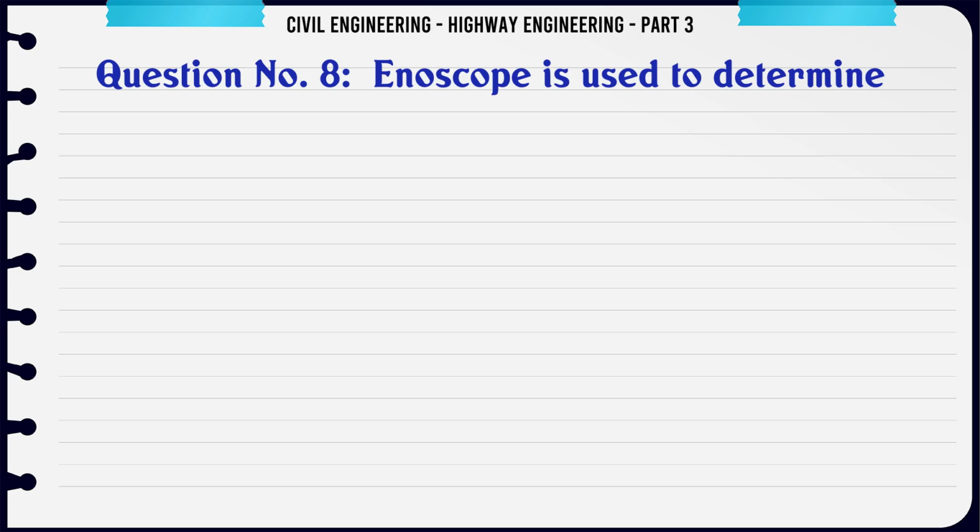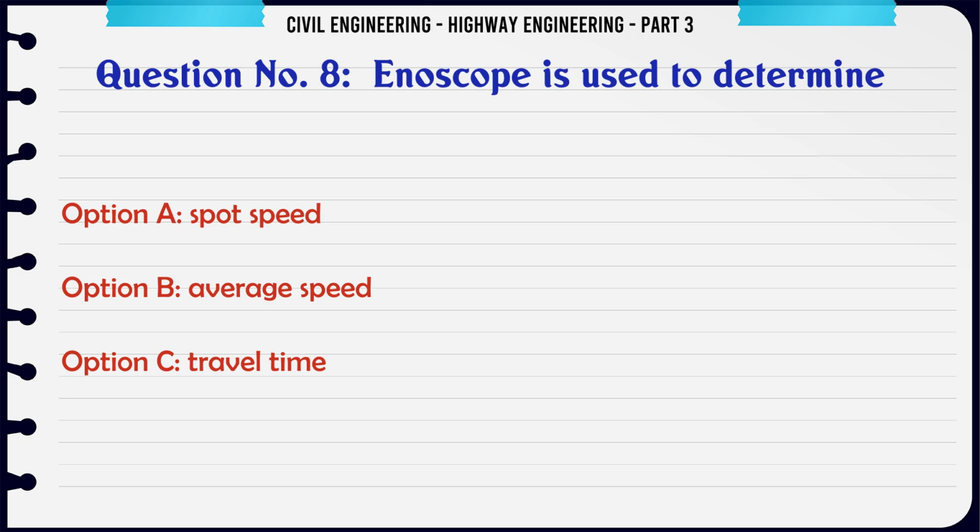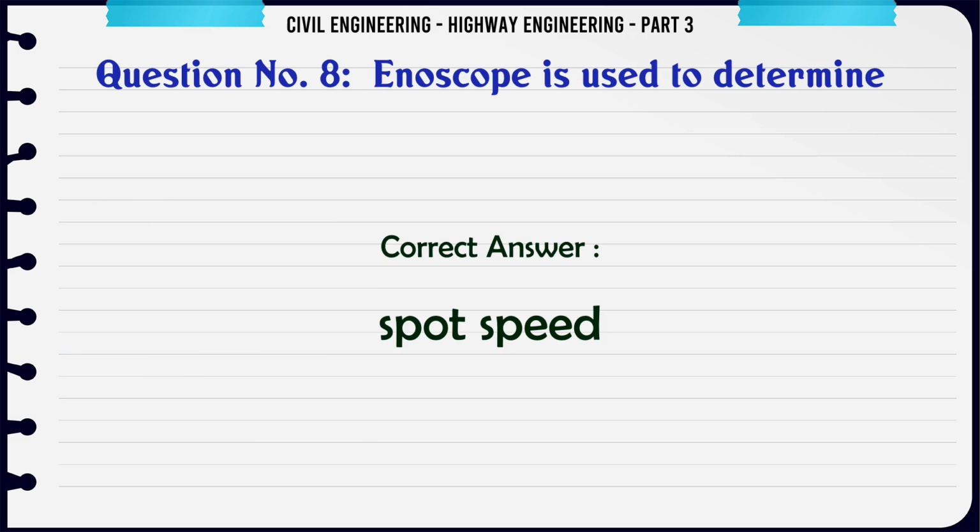N-scope is used to determine A. Spot speed. B. Average speed. C. Travel time. D. None of these. The correct answer is spot speed.